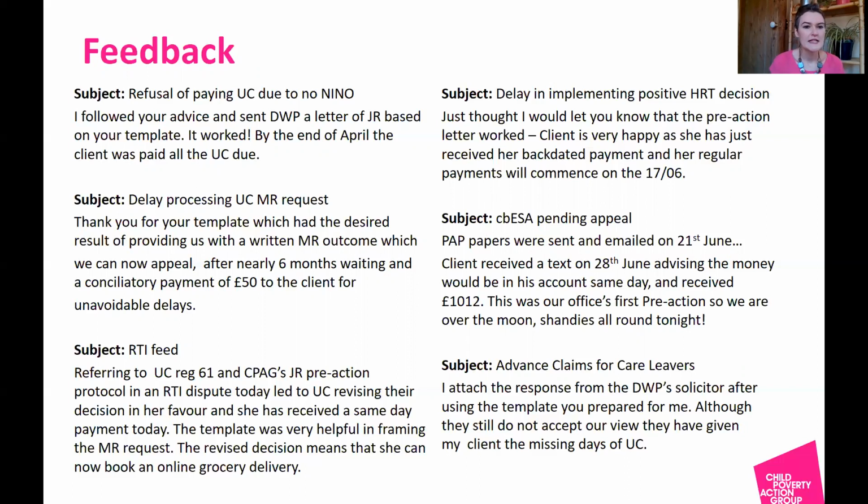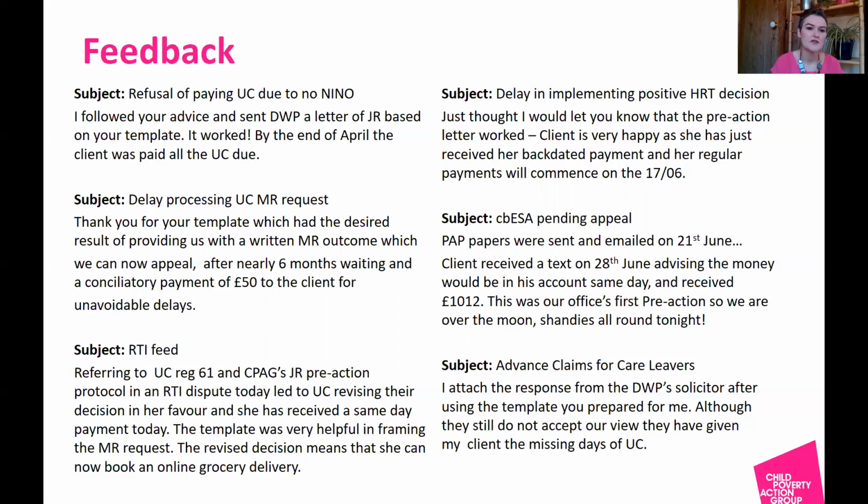I followed your advice and sent DWP a letter of JR based on your template. It worked. By the end of April, the client was paid all the universal credit due. We've done a number of letters on delays, particularly because there is no right of appeal when it's a delay. What you're challenging is the delay to make a decision, and there is no appeal right there. So judicial review is the obvious way of challenging that.